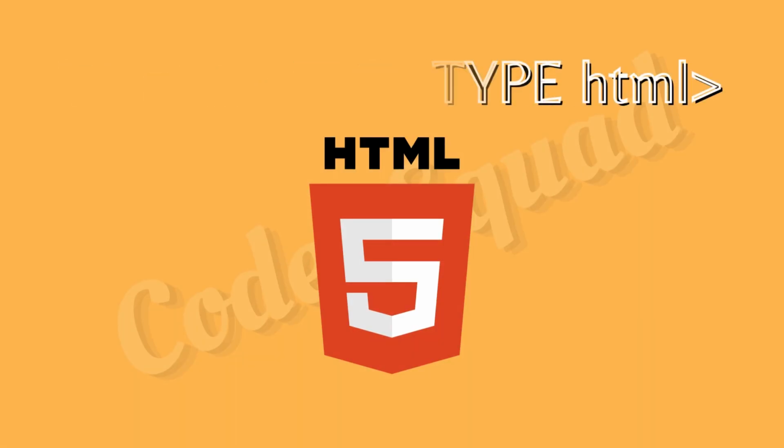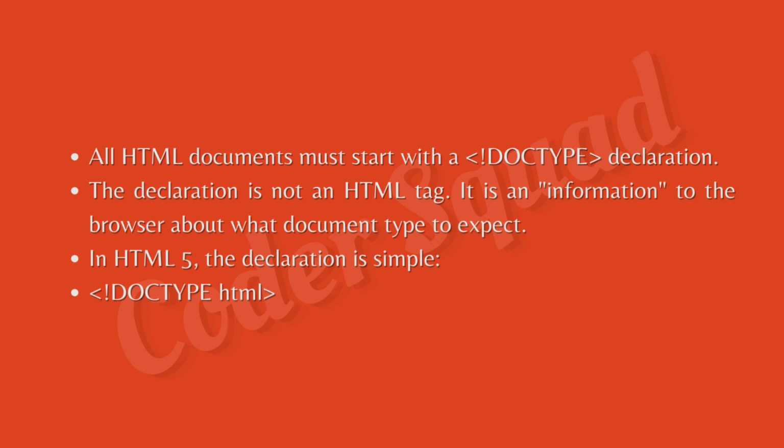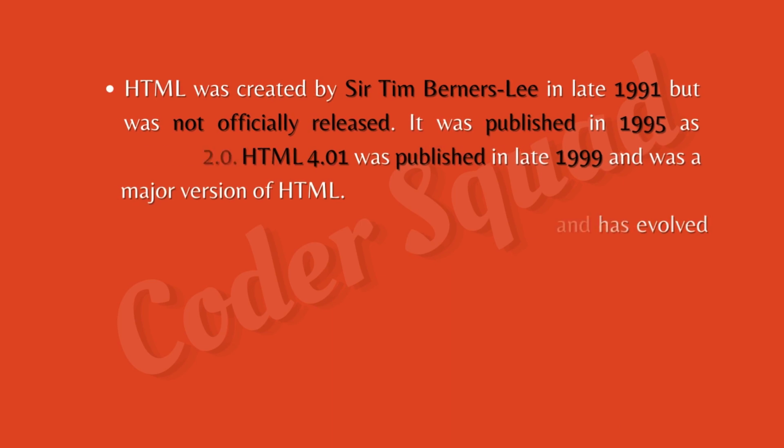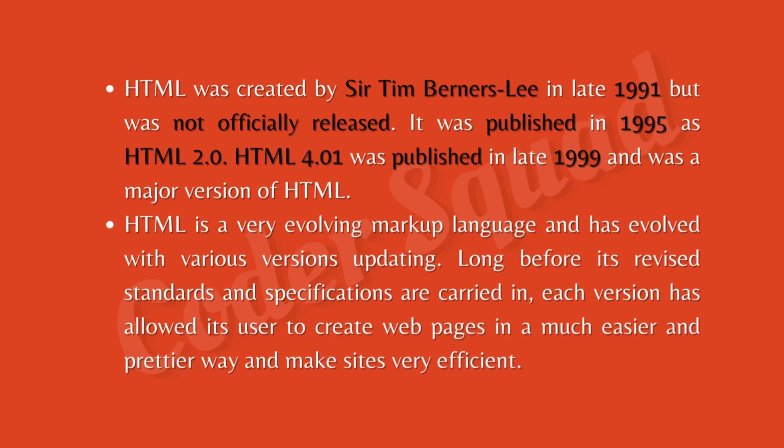Let's break it down. The DOCTYPE HTML declaration, also known as the DOCTYPE declaration, tells the browser which version of HTML the document is using. In this case, it signifies HTML5. Briefly touch on the historical context. In the past, various versions of HTML had different DOCTYPE declarations, but HTML5 simplified it to just DOCTYPE HTML.